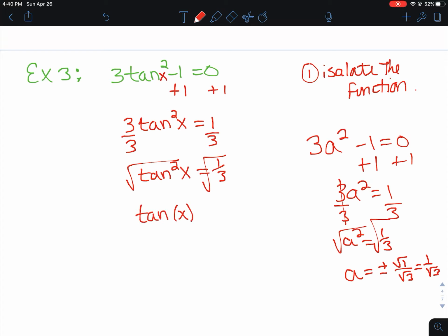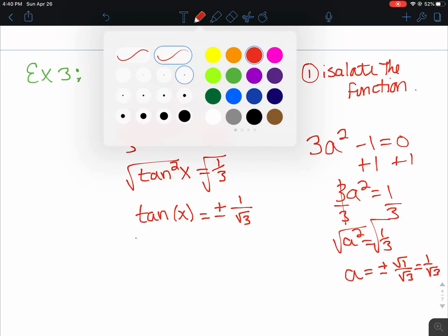So the tangent of x is equal to plus or minus, every time we take the square root, the square root of 1, which is 1, over the square root of 3. Right, so this time it's asking me for the tangent value, and I could get a positive or a negative answer, okay? And remember what I said before, we want to try and rewrite this in terms of sines and cosines. So use your trig identities.